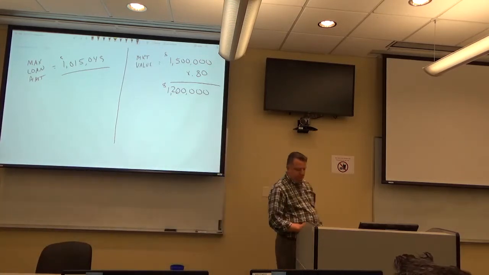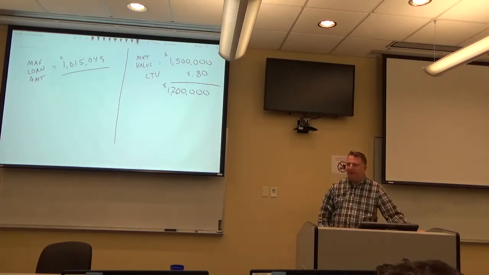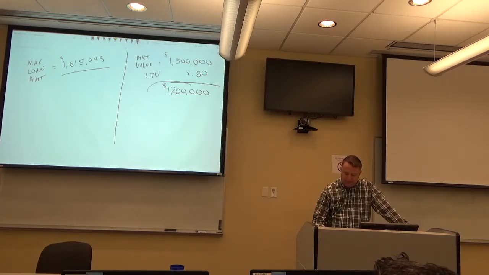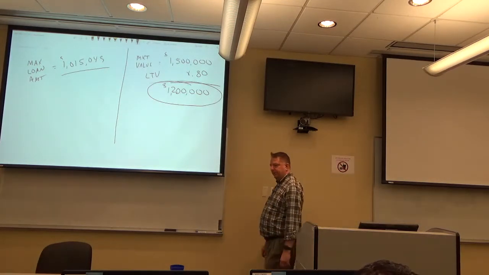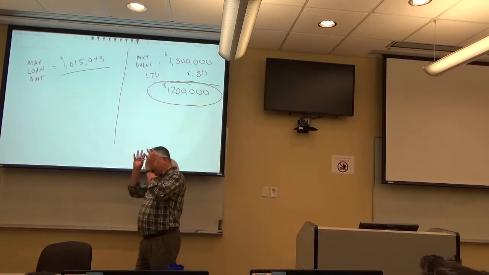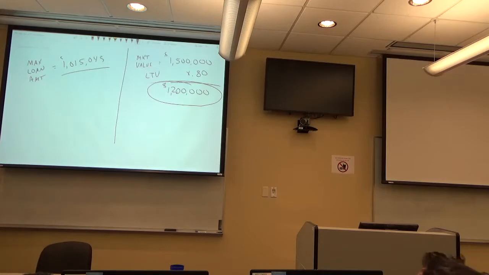Why did you do 0.80? Okay. 80% loan to value. Loan to value ratio is 80% maximum. So the lender is basically saying, under the best of circumstances, we're willing to lend you 1.2 million on this property. Now, here's the thing that you've got to make sure that you understand. There is a lot of times a disconnect between what the appraiser says it's worth and what you think it's worth and what the lender thinks it's worth. Everybody follow that?